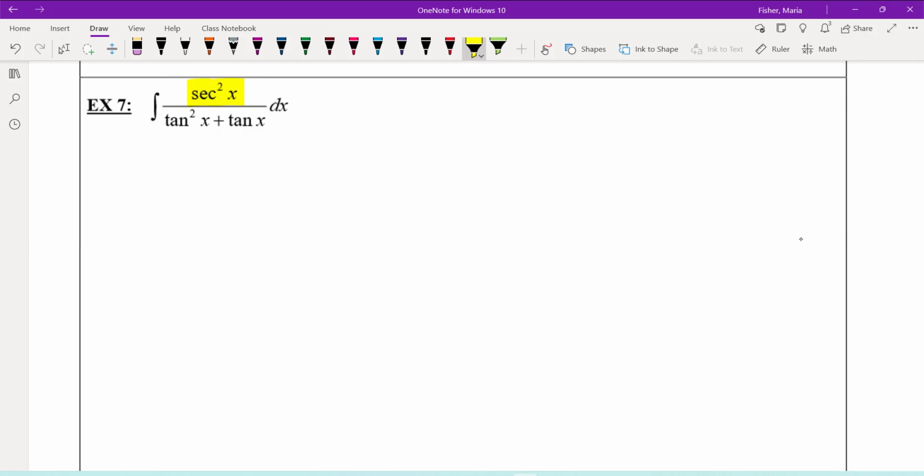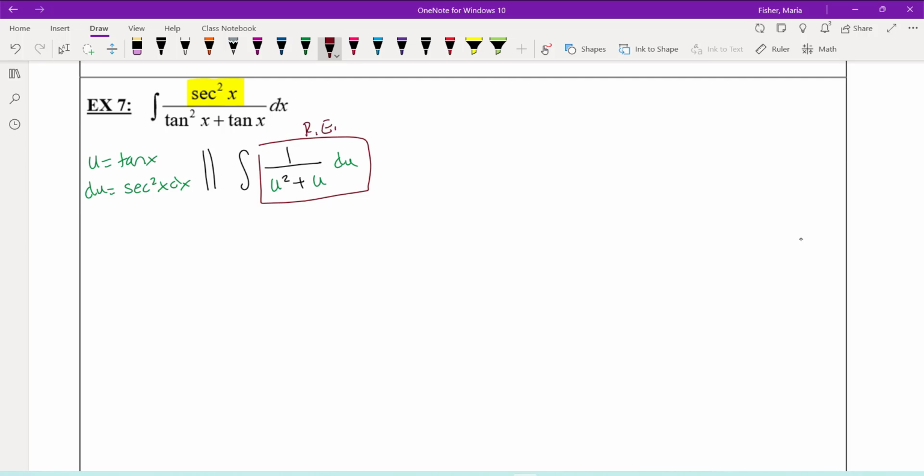Well, if we were to do that, saving the secant squared and becoming a power of the tangent, we would let u equal the tangent of x. Well, then the derivative du would equal secant squared of x dx. So this actually becomes the indefinite integral of 1 over u squared plus u du. Well, the only difference between what we did in 8.3 and what we are doing now is that now we'd actually know that the only way to solve this is by using partial fraction decomposition, because at this point we are a rational expression. So we need to decompose this guy before we can solve this.